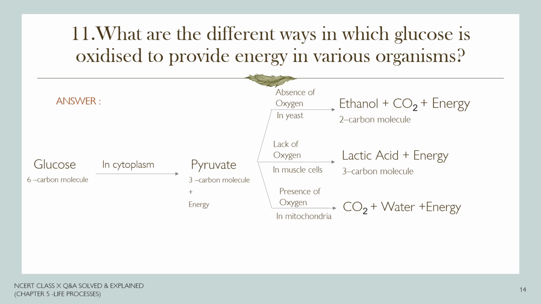The second scenario is in case of organisms like yeast, where there is no oxygen, or where they do not depend upon oxygen for respiration. So in case of yeast, the pyruvate breaks down into ethanol, carbon dioxide, and energy. Ethanol is a 2-carbon molecule. So you can see that it is not a complete breakdown because we still have a 2-carbon molecule left behind, and hence the energy that is generated is comparatively lesser.